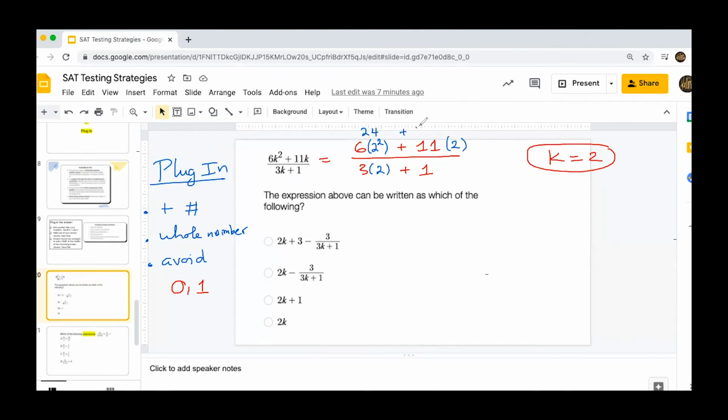24, 11 times 2 is 22. The top one gives me 46 over 2 times 3 times 2, which is 6. 6 plus 1 is 7. Now let's do process of elimination.